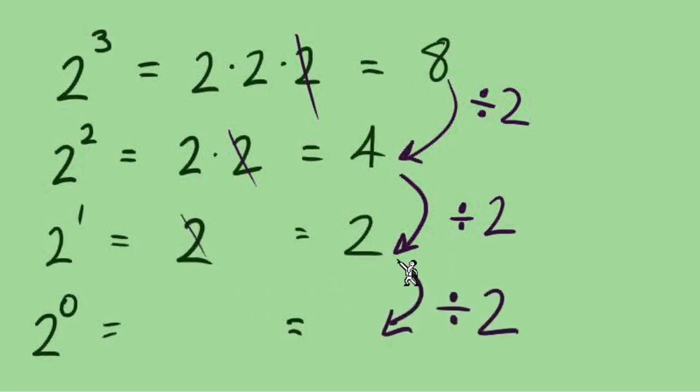The pattern would say, well, what happens when you divide by 2 again? 2 divided by 2 equals 1. This pattern is telling us that 2 to the power of 0 should equal 1. Well, one way that we could look at this is, does it mean that there was really a 1 there all along? That when I remove a 2, and then remove another until there's nothing left, there's still a 1 behind?